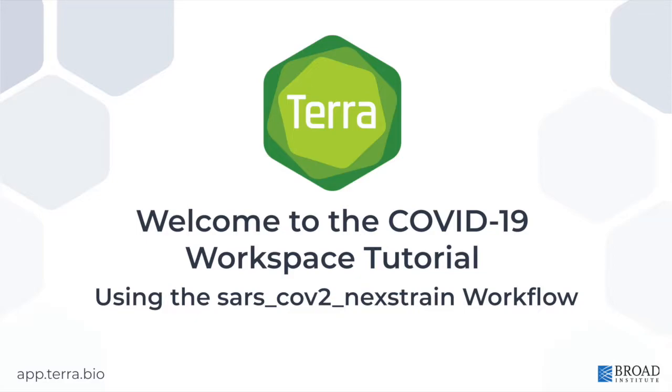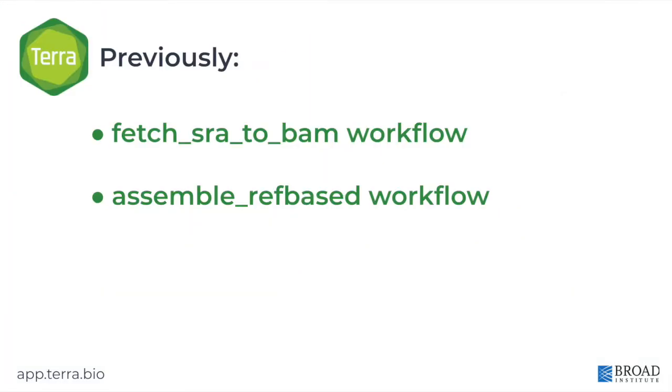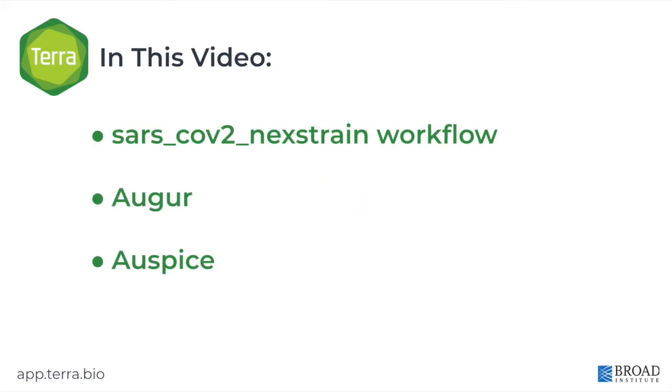Welcome to the second COVID-19 Workspace tutorial. Previously, we showed you how to fetch GenBank SRAs using the Fetch SRA to BAM workflow and how to assemble FASTAs from unaligned BAMs using the AssembleRef-based workflow. Today, we'll cover how to use the SARS-CoV-2 Nextstrain workflow in Terra. This workflow uses Nextstrain's Augur Bioinformatics Toolkit to produce a phylogenetic tree you can render with Nextstrain's Auspice visualization tool.